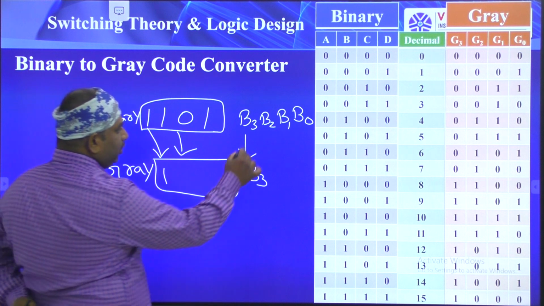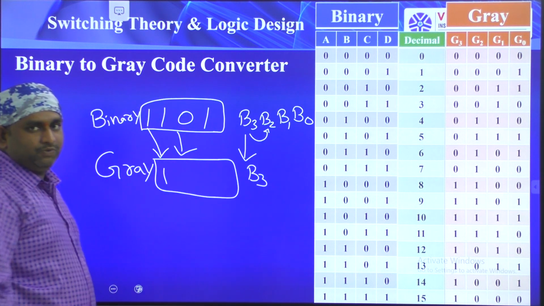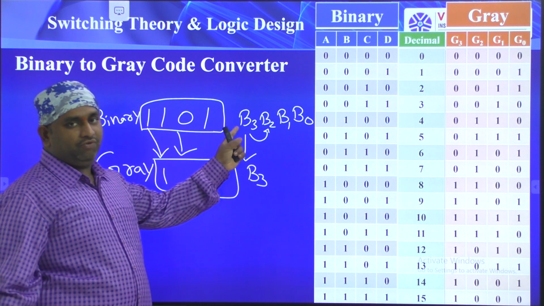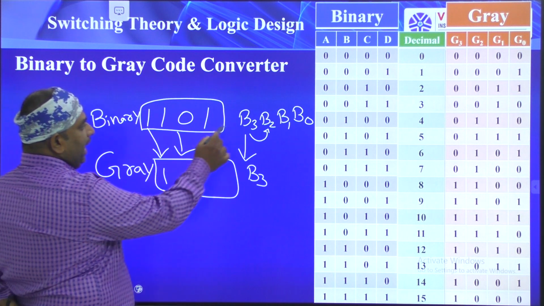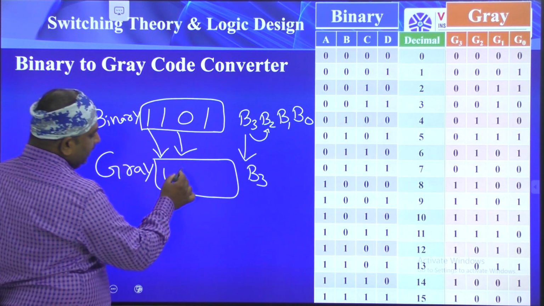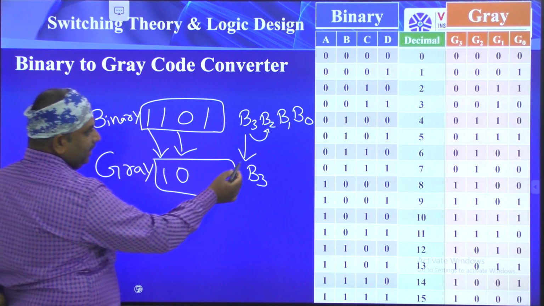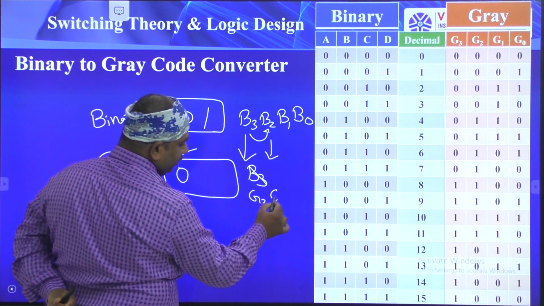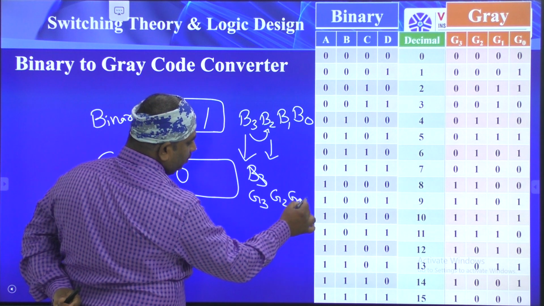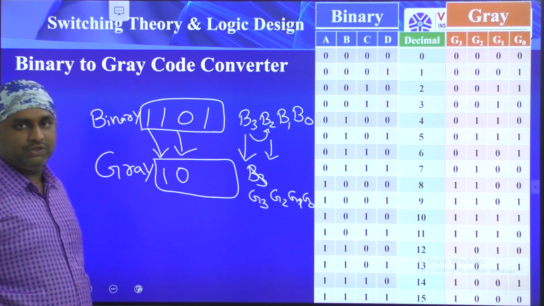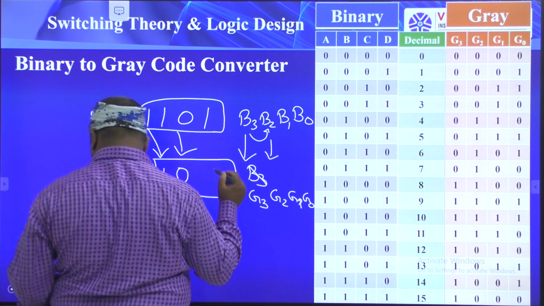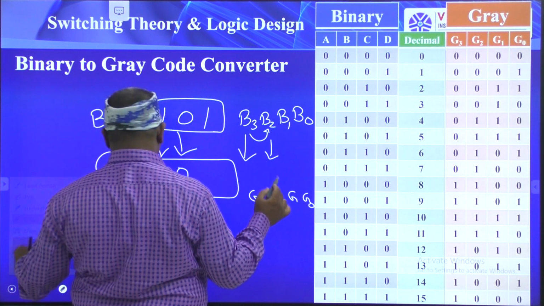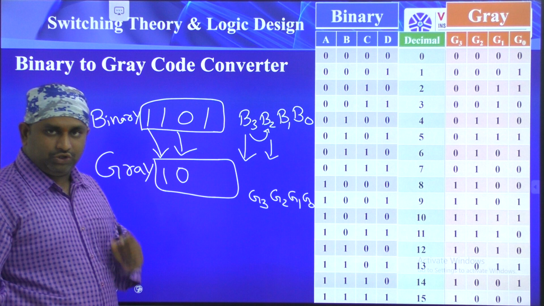Next, you have to add B3 and B2. That means you have to perform an exclusive OR gate operation between B3 and B2. When you add 1 plus 1, you write 0. Since we are converting into gray code, you have to write G3, G2, G1, G0. These are the 4 bits you have to find.